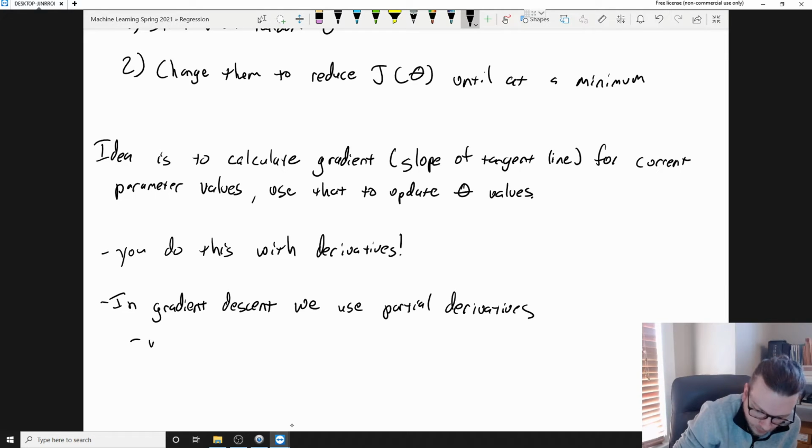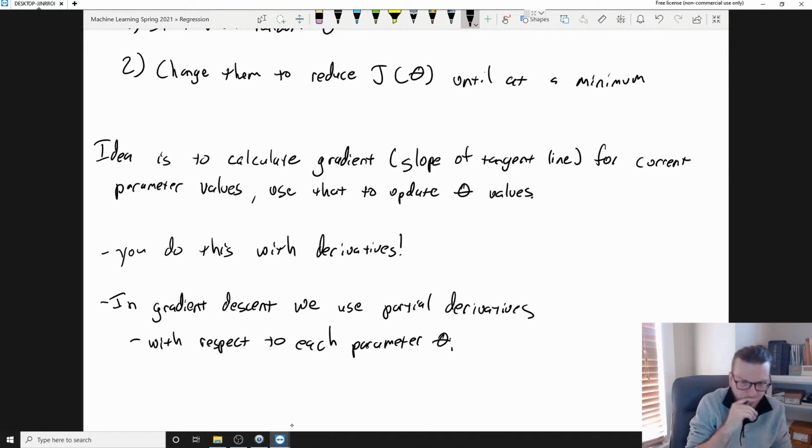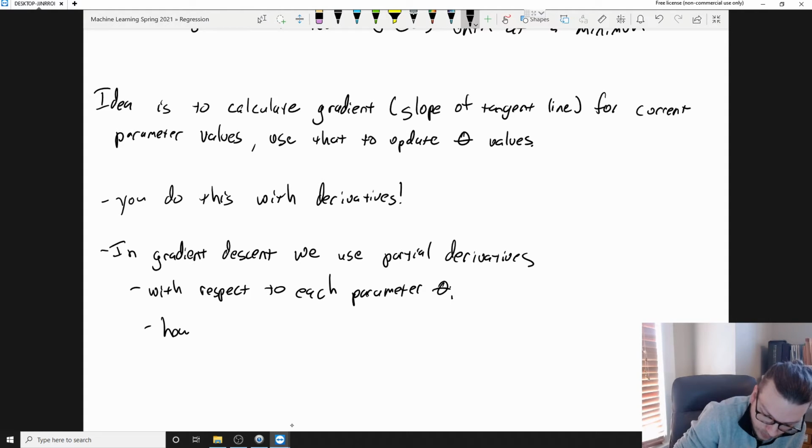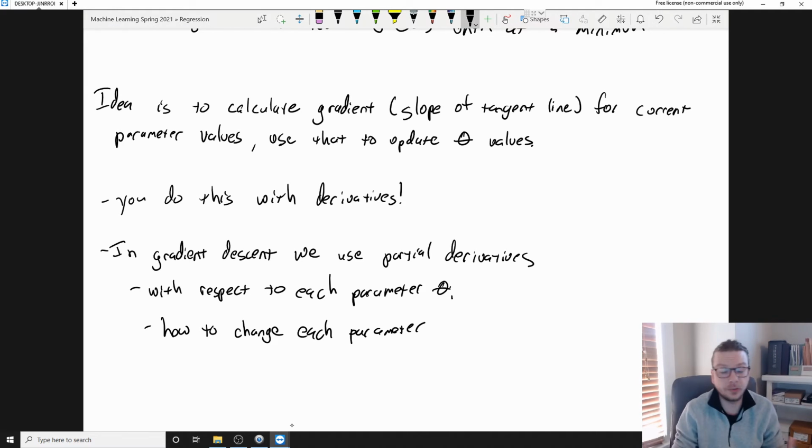And specifically, we use partial derivatives with respect to each parameter, theta i. So in univariate regression, even though you only have one input feature, you technically have two parameters you control. You control theta 0 and theta 1. To determine how to update each of these parameters, we calculate the partial derivative of the loss function with respect to each of those parameters. This tells you how to change each parameter. If you calculated just the full derivative, you wouldn't necessarily know that. But by calculating the partial derivative, you get insight on each individual feature.